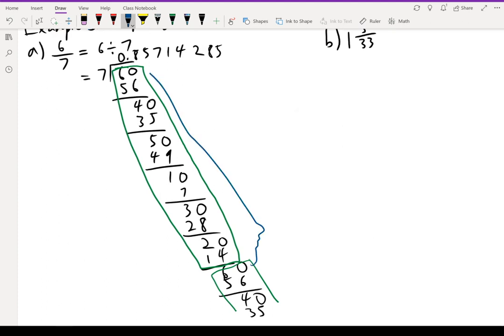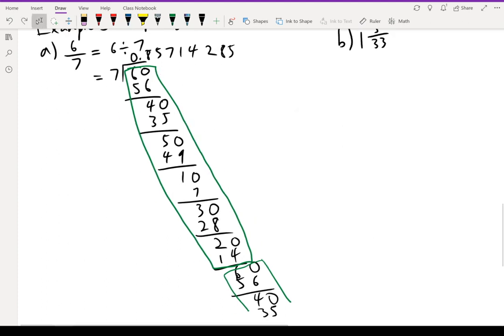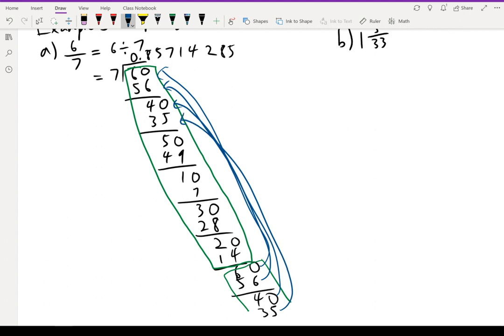This is the same as this part. And then we have 56 over here. We have 40. We have 35. They are all repeating itself. So if I'm going to write this one more time, this is going to be 7 1 4 2, and then it's going to be 8 5 7 1 4 2, and it's going to repeat.